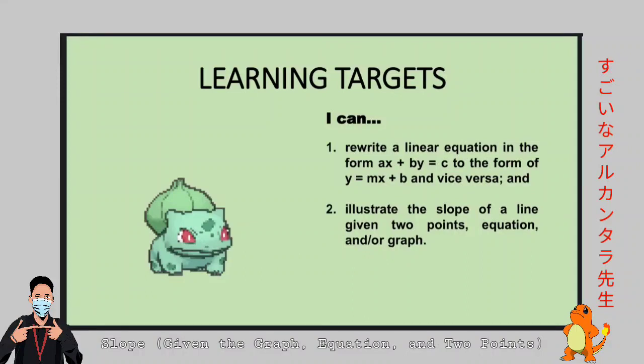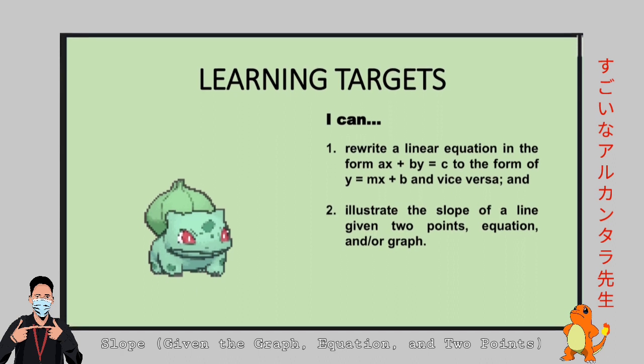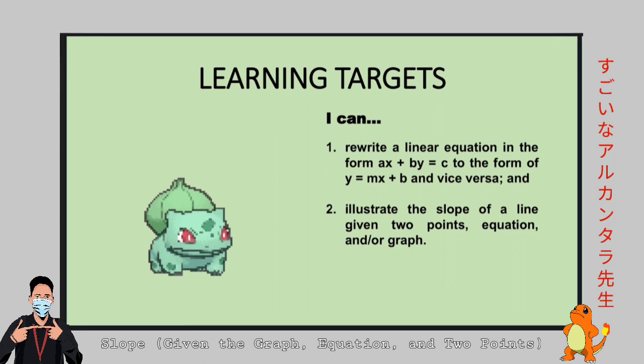Our learning targets for this specific video are all about slopes. So the first thing noted in here is rewriting a linear equation in two variables from the form ax plus by is equal to c to the form y is equal to mx plus b and vice versa. Meaning to say we're going to have linear equations in the standard form and linear equations in the slope-intercept form, which will be introduced in this video.